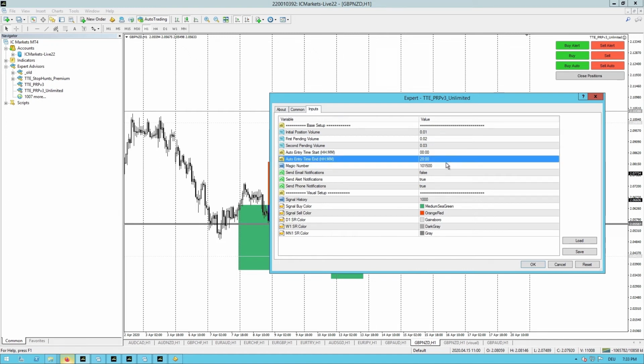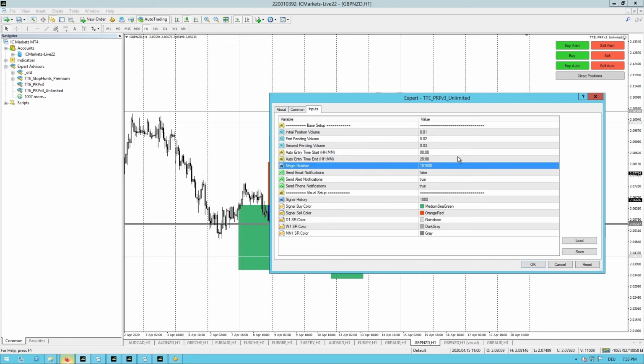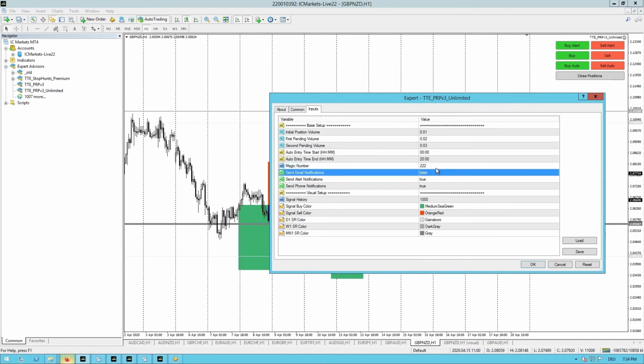What you definitely have to do is to change the magic number every time you attach to a new pair. I'm working on a solution so that it does that automatically, but for now I just type in on my first chart 111, on the second one I type in 222. This can be a tedious process sometimes, but after that you don't have to do anything anymore except press buy auto, sell auto. So that's quite simple. Yeah, here you have the visual setup.